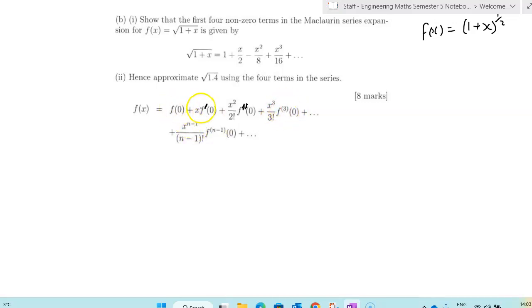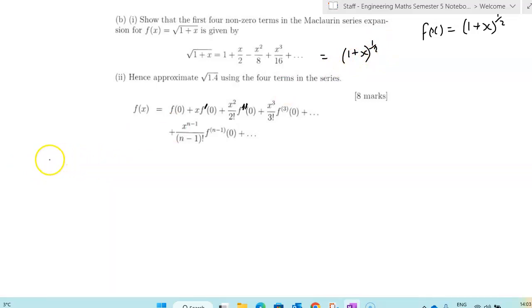Now, this is 1, 2, 3, 4 terms. They're separated by plus signs. So that's 4 terms already. We just have to follow this if we understand what this formula means. The first thing we need to do is differentiate. Now, we're not going to differentiate f of 0. We will differentiate f of x. And I'm going to use that f of x is 1 plus x to the power of a half, that this is the square root, but I'm writing it like this.